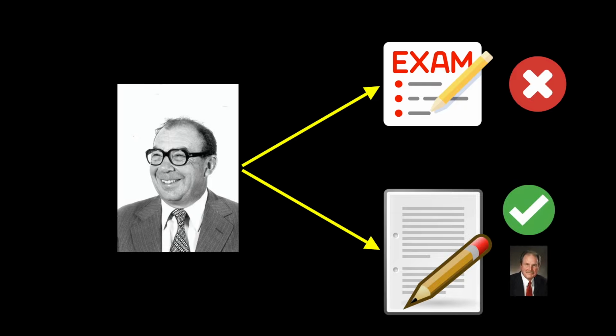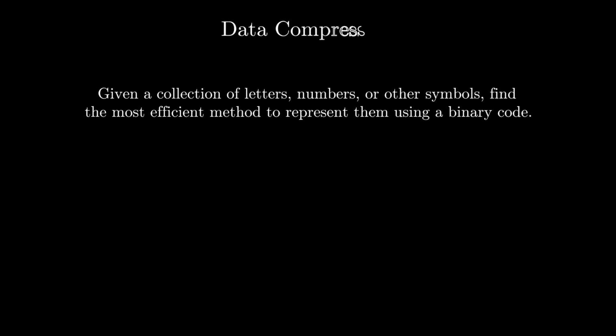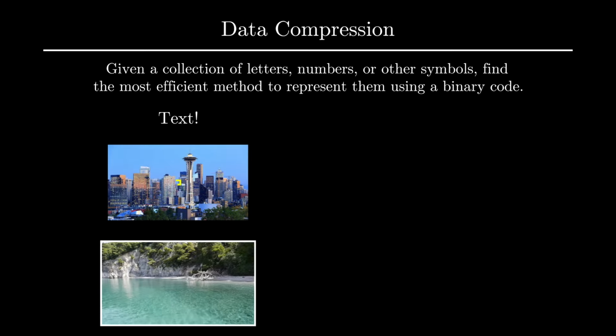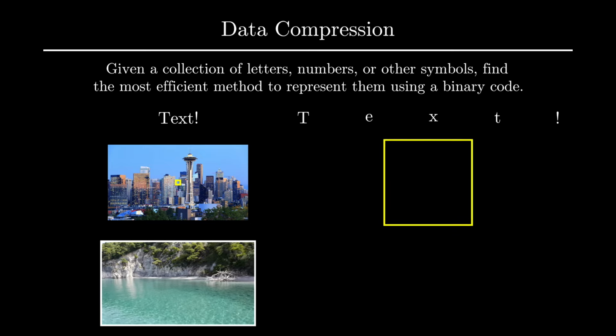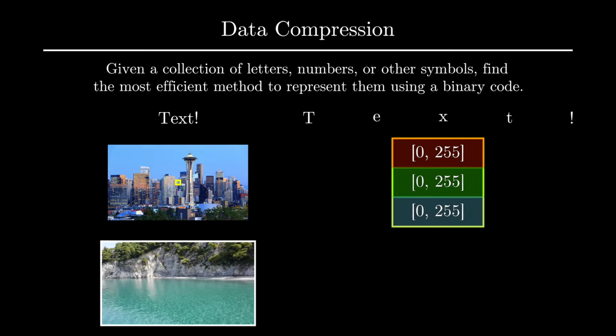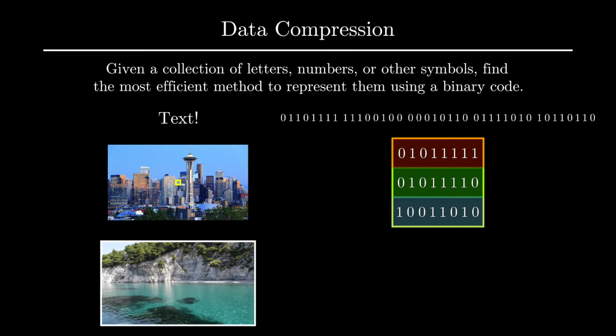The topic of the term paper was as follows. Given a set of letters, numbers, or other symbols, find the most efficient method to represent them using a binary code. At a fundamental level, this was a problem about data compression. The text, images, and videos you see on a computer are just a set of letters, numbers, or symbols. Boiling it down to the simplest representation, they are all just a set of zeros and ones.